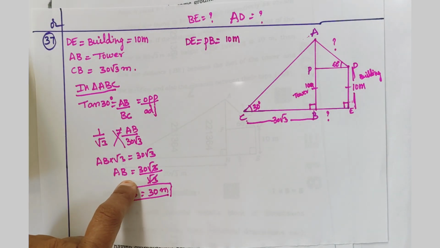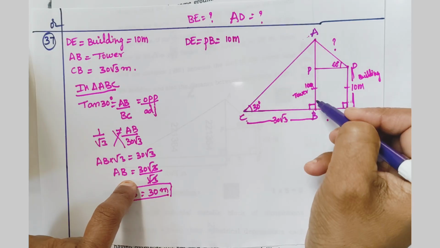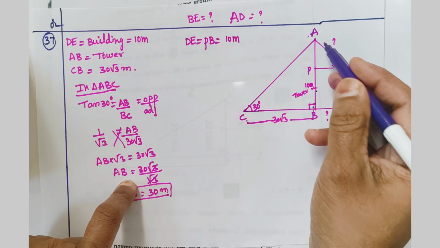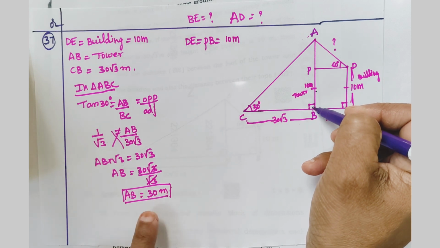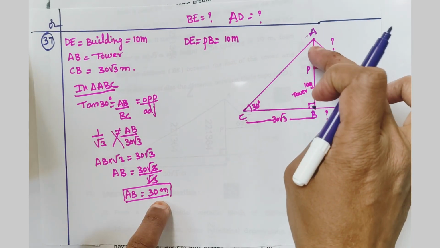DE is equal to PB, both are 10 meters. So the full length we don't know, only this length we know. This is the 10. AB length we know. AB is equal to how much? AB is 30. 30 minus 10, this AP you will get 20.